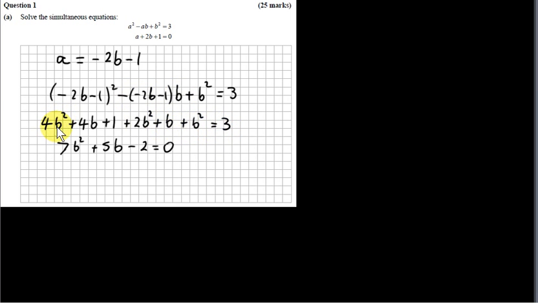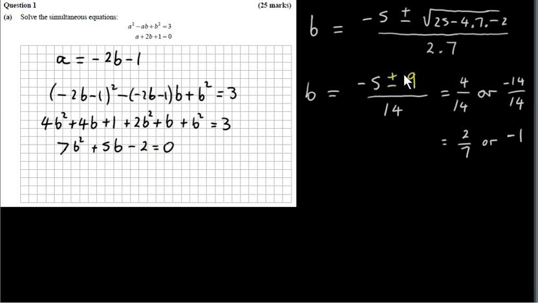Gathering up b squared terms, we have 7b squared. Gathering up the b terms, we have plus 5b. And we have to get this into the standard form of a quadratic equation. So we want 0 on the right hand side. So this is going to end up as a quadratic equation. So we bring the plus 3 over. So we have plus 1 minus 3 is minus 2.